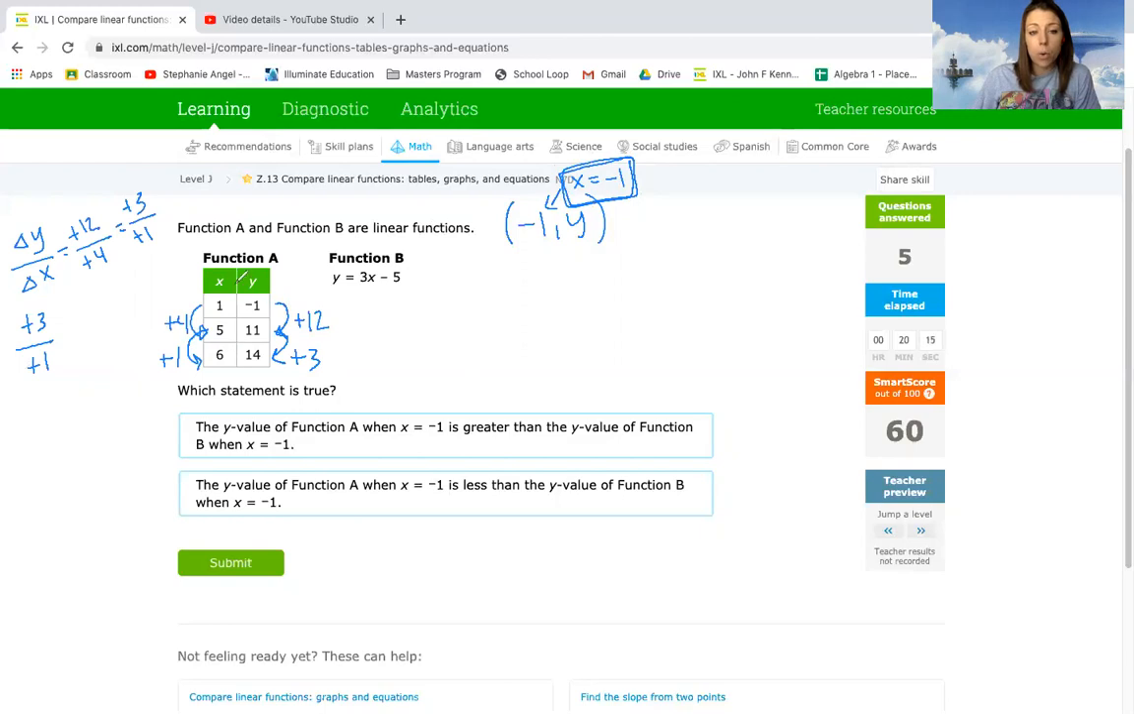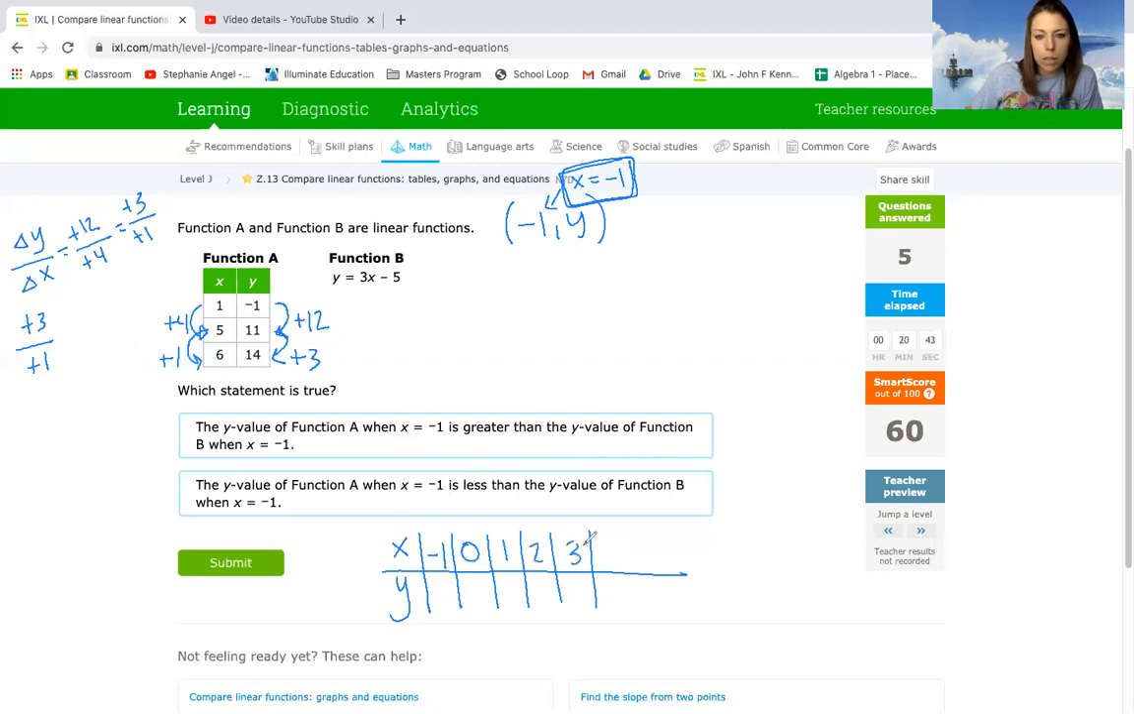Now, I like to do it horizontally, so I'm going to keep it horizontally. I'm going to write it out this way just because I think horizontally more than I think vertically. Now, we want when x is -1. That is our goal. So I'm going to put -1 as my first value. And then since my x value is increasing by 1 each time, I'm just going to fill this in. -1, 0, 1, 2, 3, 4, 5.